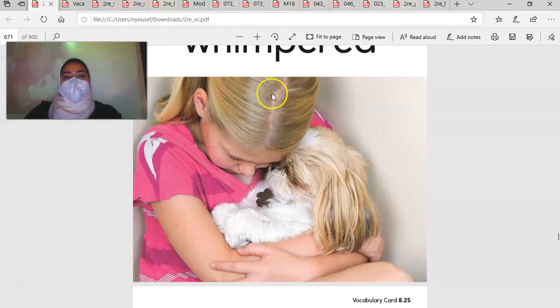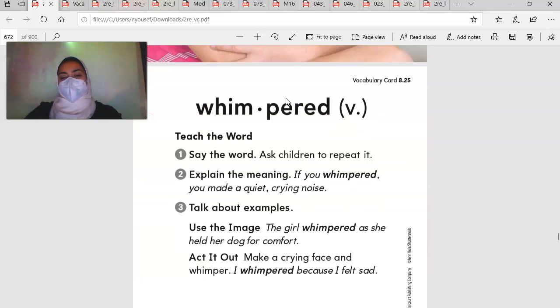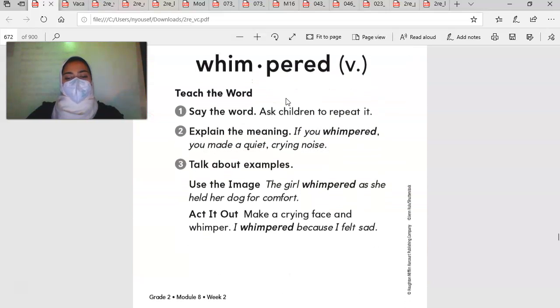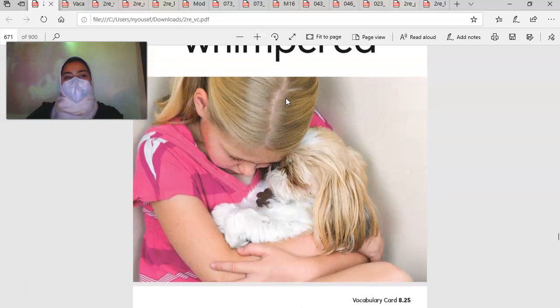Okay, so anyway, to whimper means to cry in a soft voice or in a quiet voice. All right, you can write that down or you can draw a picture of somebody whimpering. Okay. All right.